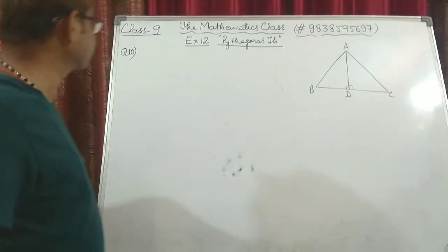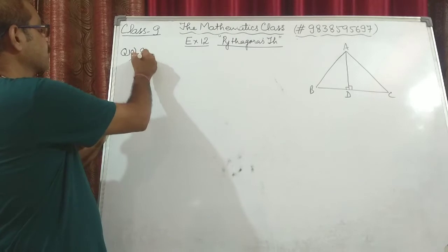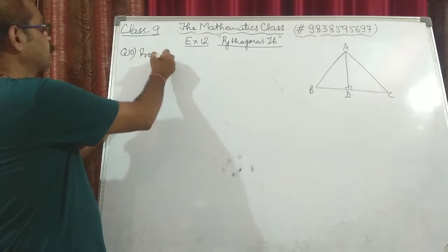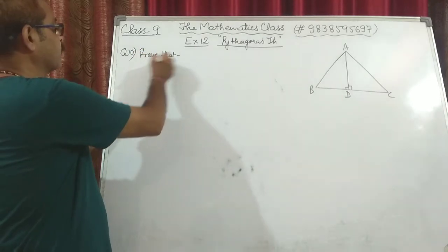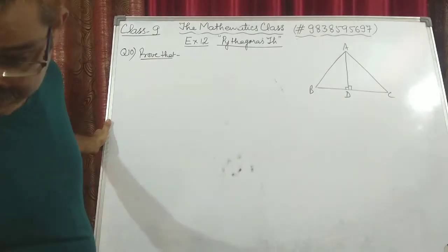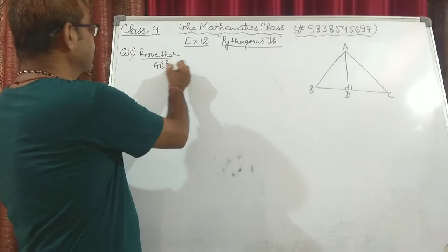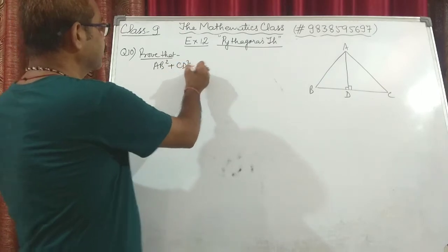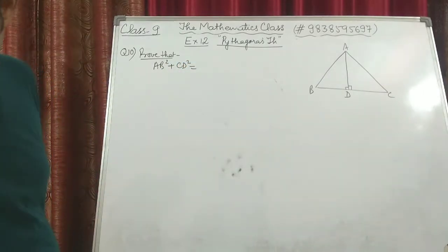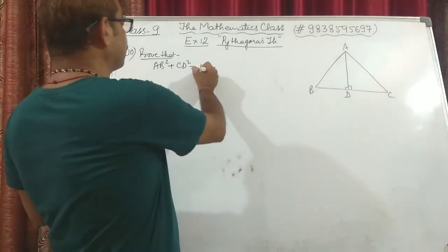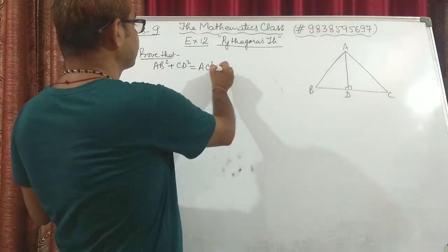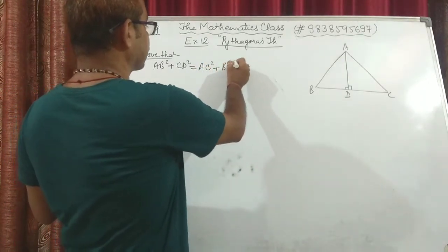We have to prove that AB square plus CD square is equal to AC square plus BD square.